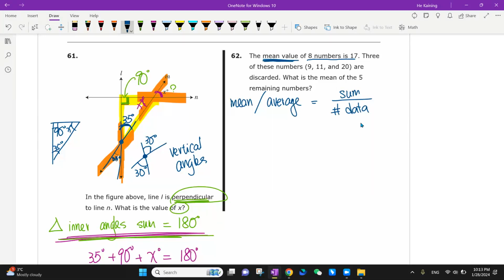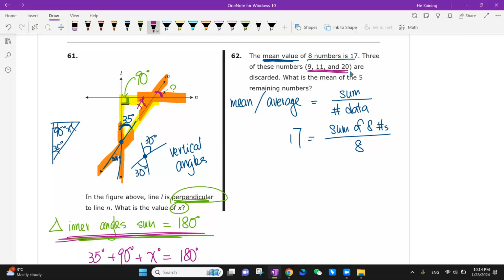Okay, so based on this equation, we have 8 numbers together is 17. So I'm going to have 17 equal to the sum of 8 numbers together divided by 8. So that's going to be the first blue part right here. Let's take a look at the next one. It says 3 of these numbers are going to be 9, 11, 20. Based on that, I can actually replace them later.